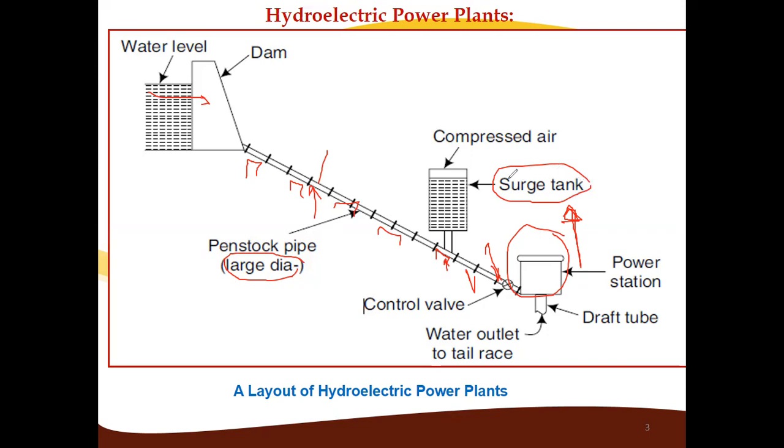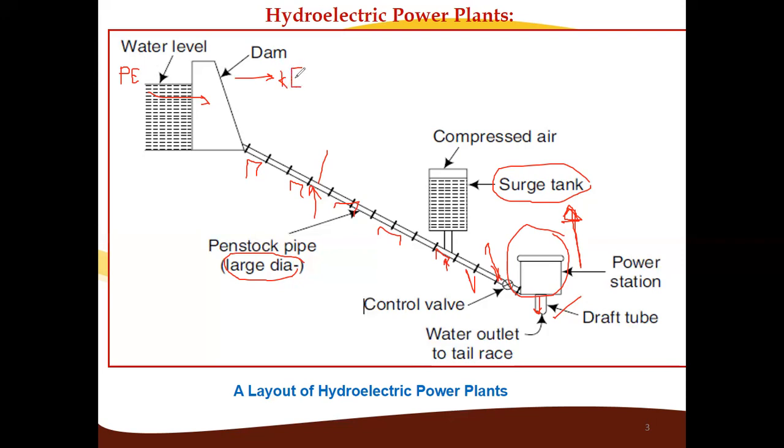From the turbine, water is allowed to pass through a draft tube to the tail race. The tail race is the water path leading to the discharge of water from the turbine to the river or canal. This is the general working principle behind this hydroelectric power plant. We convert this potential energy: water has potential energy, and this potential energy gets converted into kinetic energy.